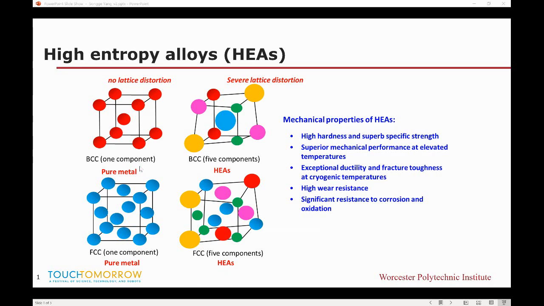However, unlike the pure element, which has only one component, a high-entropy alloy typically has more than 5 components, which means each site is occupied by different types of atoms. Because of the atomic size differences, high-entropy alloys will have severe lattice distortion, and it can bring outstanding mechanical properties. That's why people have strong interest in high-entropy alloys.